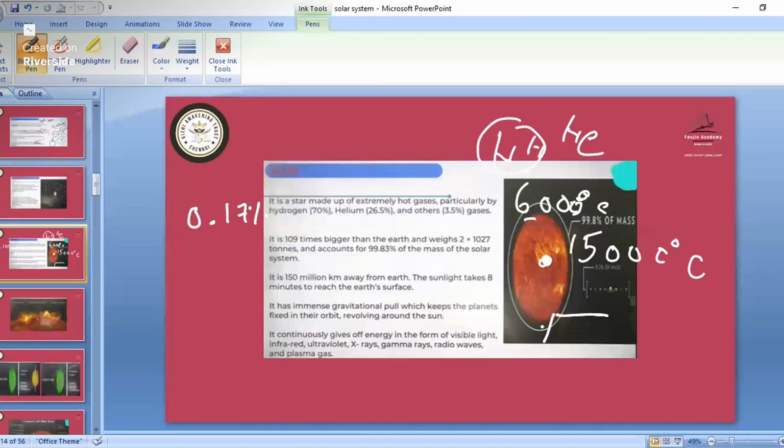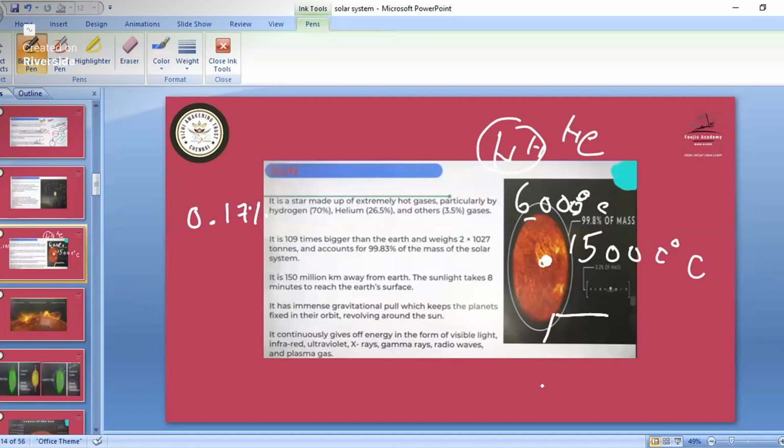Aphelion and perihelion are not mentioned here, but see in that slide, which I will share in the group. And sunlight takes 8 minutes to reach the Earth's surface. How much time does sunlight take to reach the Earth's surface? That is 8 minutes. Inside the solar system, we have the sun, and the sun has a large gravitational pull, which keeps the planets fixed in their orbits, revolving around the sun.